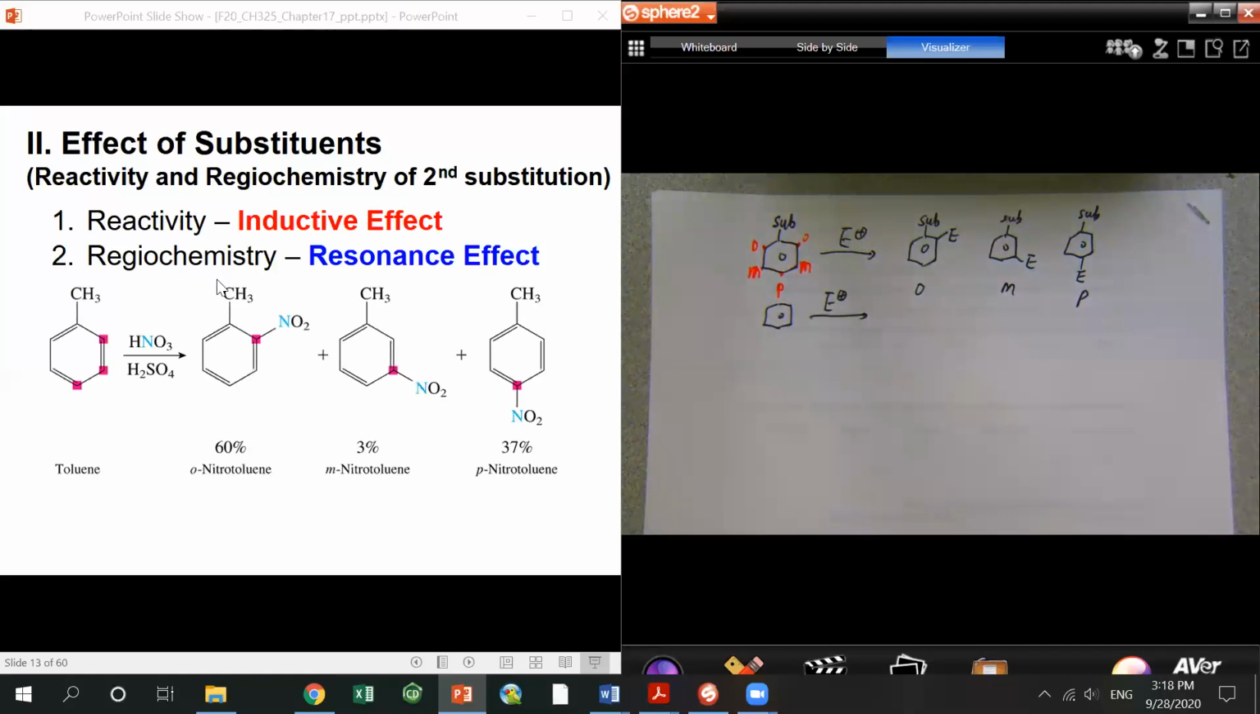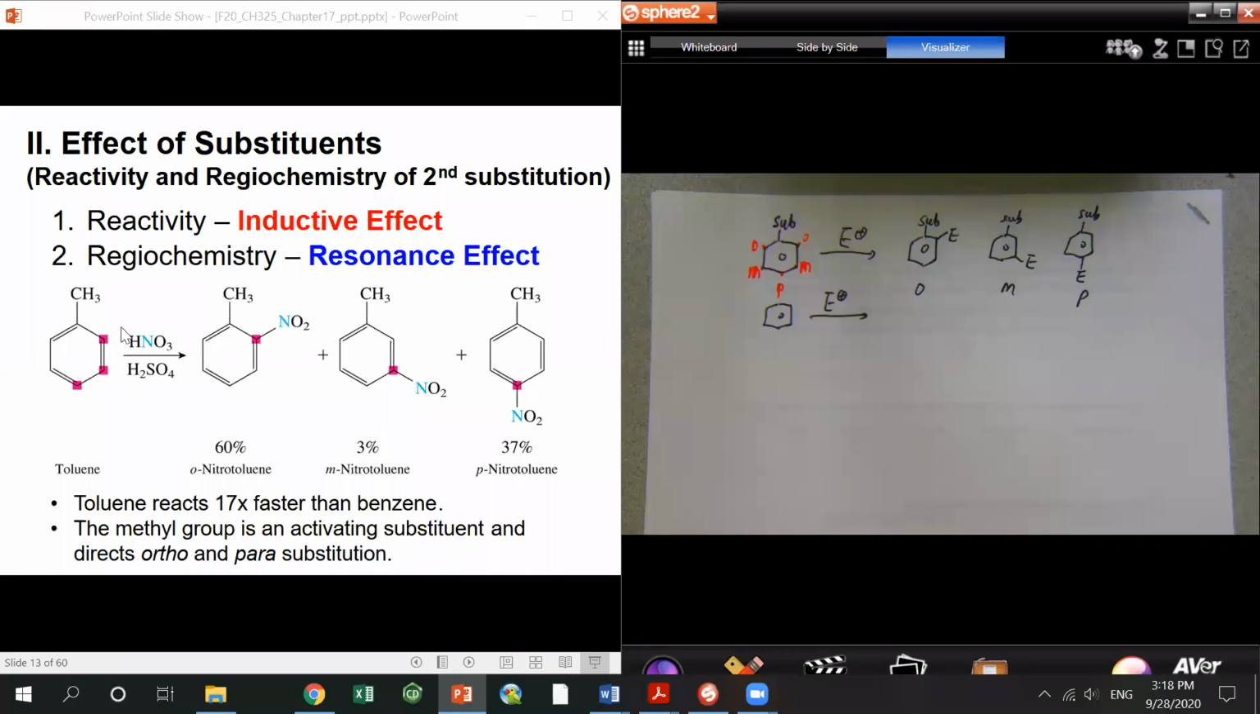All right, so we'll go through them one by one. Here is one example: we try to do a nitration reaction on toluene. Toluene already has a methyl group on the benzene. So there are three possible products: ortho, meta, and para.